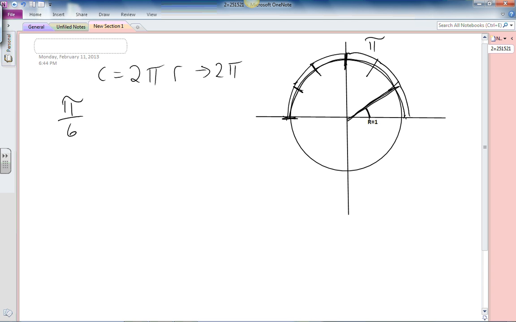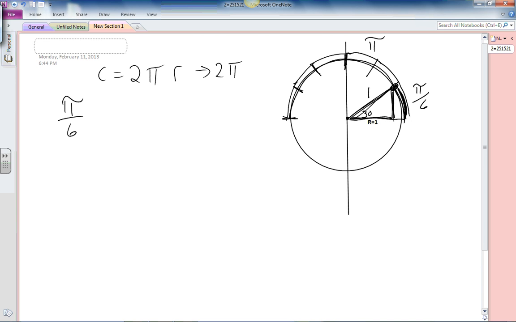So the first one I want to talk about is pi over 6. This distance right here would literally be whatever pi divided by 6 is. Now, I need to know the coordinates of that point right there. Assuming this is the center, I need the x coordinate and the y coordinate. We also know that that's a 30-degree angle. Since the radius is 1, that's 1 there.